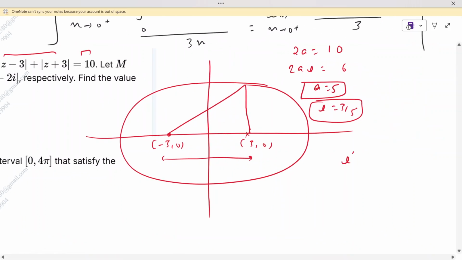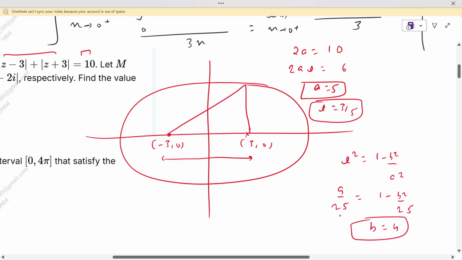So e square is what? 1 minus b square by a square. So you are getting how much? It is 9 by 25, because it is 1 minus b square by 25. So b should be equal to 4. The equation of the ellipse will look like what? Because it is centered at 0, 0 itself, the equation of the ellipse will look like x square by 25 plus y square by 16 equals 1, isn't it? This is the equation of the ellipse.